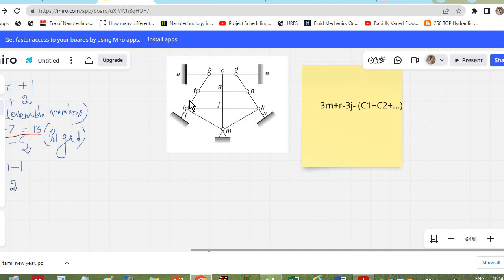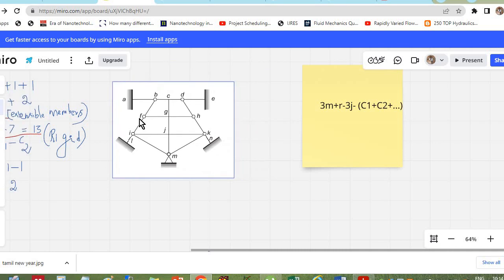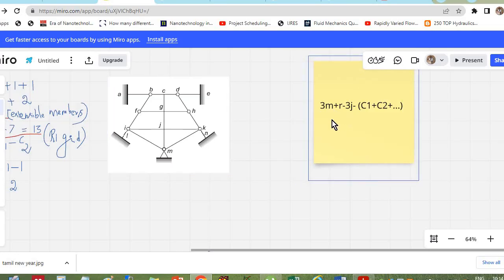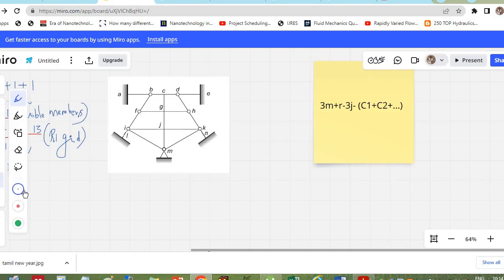Now you can see that this is the next problem. So we will solve it here.